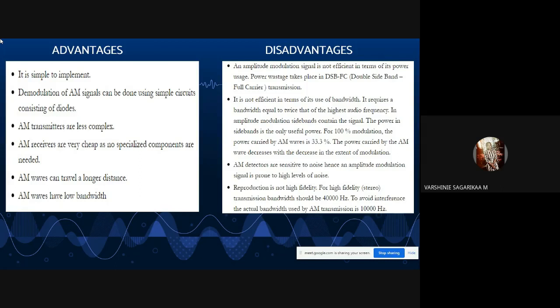AM detectors are sensitive to noise, hence an amplitude modulation signal is prone to high levels of noise. Reproduction is not high fidelity. For high fidelity, that is stereo transmission, bandwidth should be 40,000 Hz. To avoid interference, the actual bandwidth used by AM transmission is 10,000 Hz.